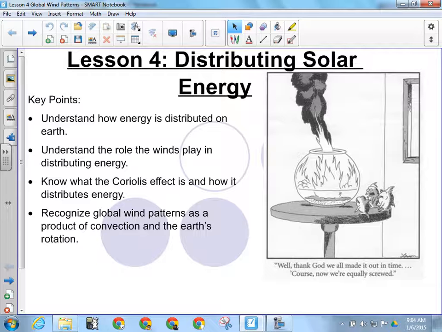And then lastly, recognize that global wind patterns are a product of convection and the Earth's rotation. It is the combination of those two things. The second law of thermodynamics causes the convection, and the Earth's rotation causes the movement of air in different directions rather than straight lines.